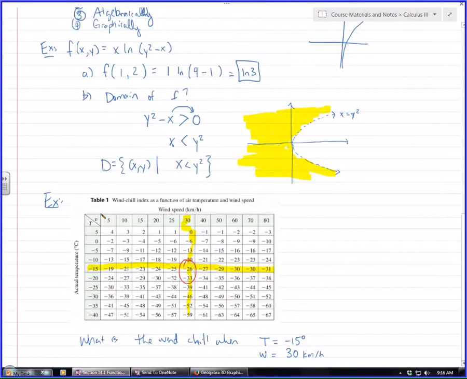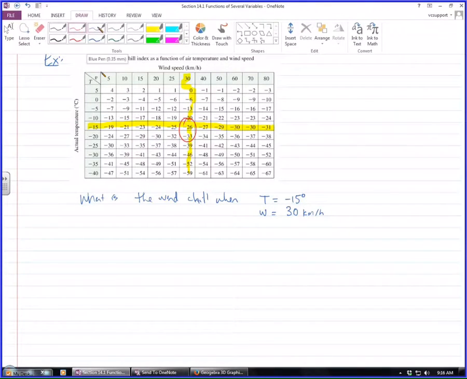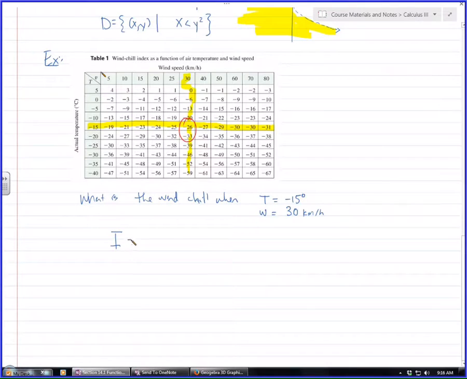But I could write this as a function. Let's just say I of t comma w, index is equal to temperature and wind speed. So if I ask you to find I of negative 15 and 30, that is in fact what we just did by finding that value on the table, which is negative 26.